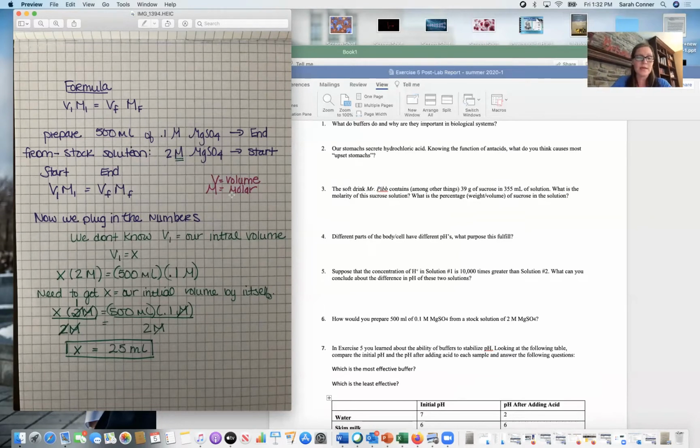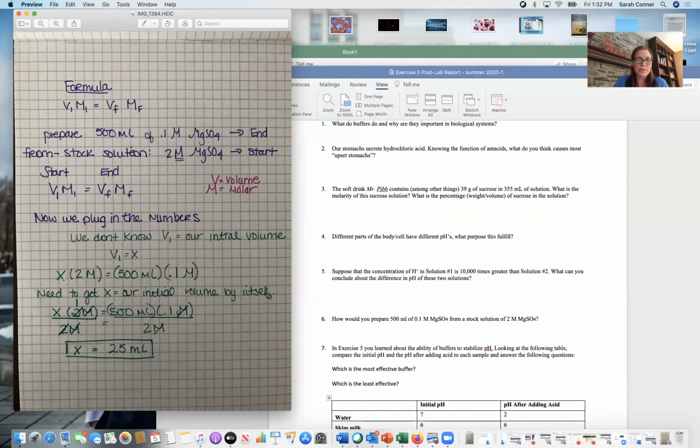So it should be pretty easy, hopefully. We don't know the volume of our initial solution, so that is our unknown. We're going to give X to that. I've taken V1 and made it the X, the unknown, and then I've plugged it in to this part of the solution. And then I just plugged in my numbers.